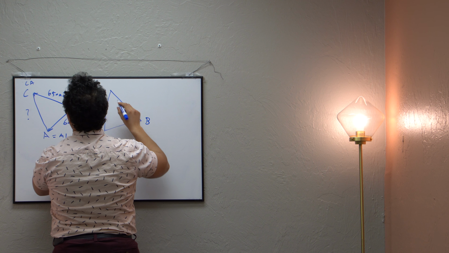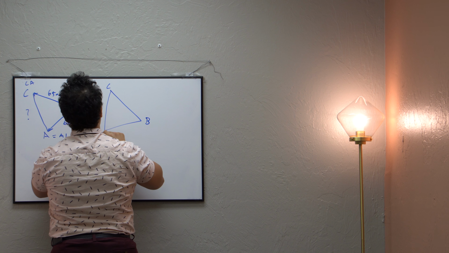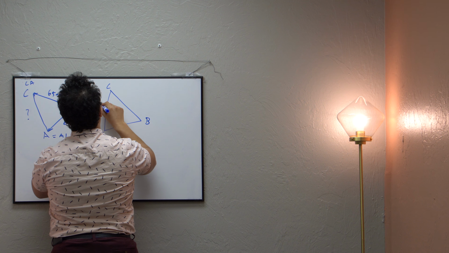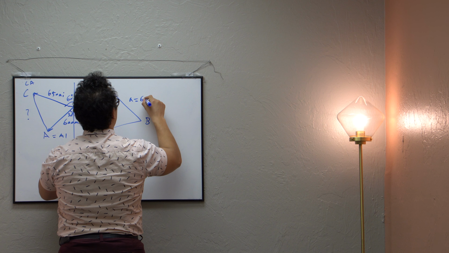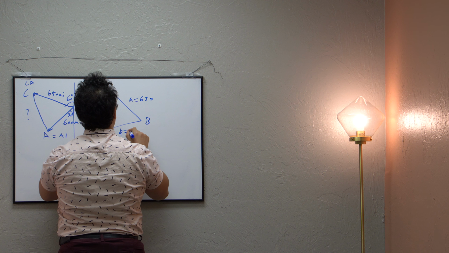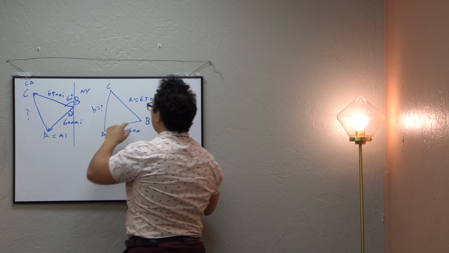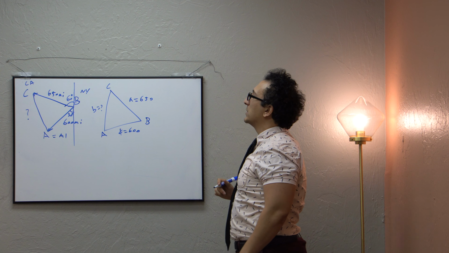I'll call this B, C, and A. Notice that we aspire to find what little b is, okay? Because we know little a is 650, and we know little c is 600. What about this angle? Do we know what capital B is?